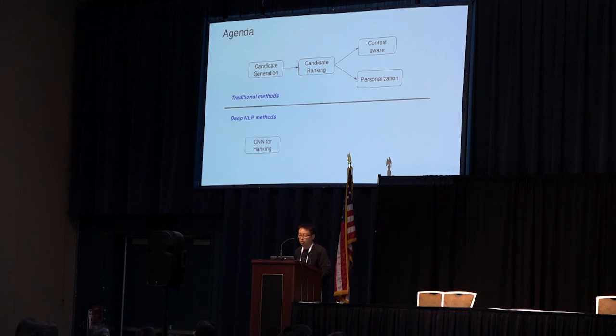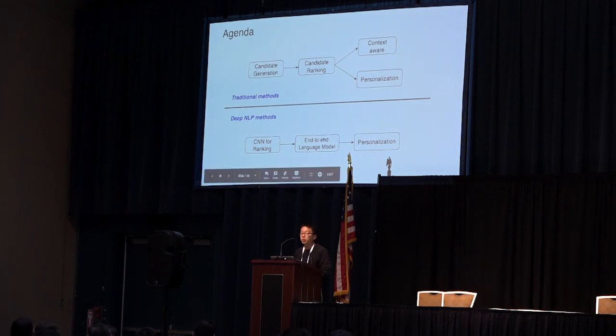In the deep learning method, it's very different. The first one only targets the ranking part, so they keep the candidate generation part as the original method. The second method is an end-to-end solution. The language model is used, and also there is no clear line between the generation and the ranking. Later I will show how, in the language model framework, personalization can be easily incorporated.